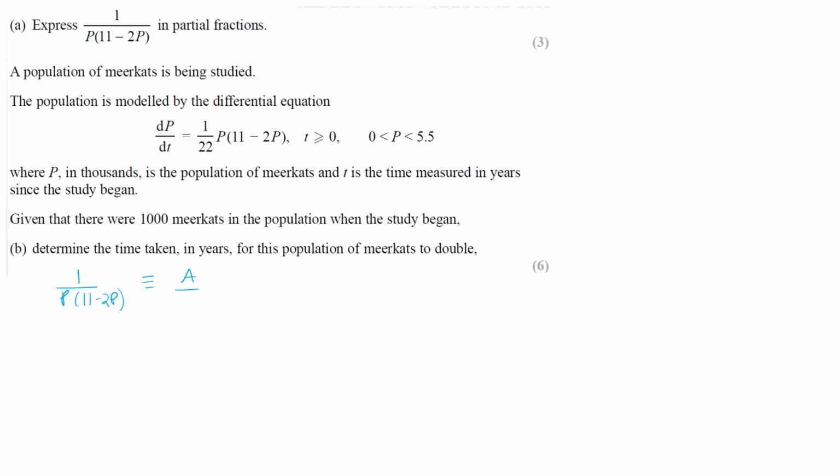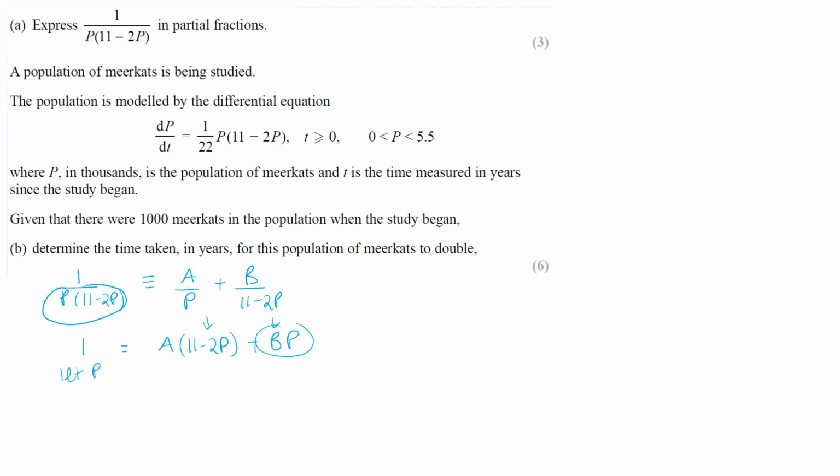So that's equivalent to a over p plus b over 11 minus 2p, because we've got two linear factors. Then we clear the fractions by multiplying throughout by this denominator. So we'll have 1 is equal to a into 11 minus 2p plus bp. So each of the constants on the top just gets the denominator that they've not got. And then we choose values to make each of these terms 0 in turn. So we do the easy one first.